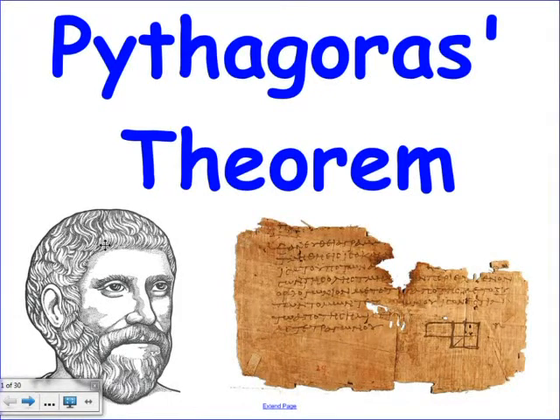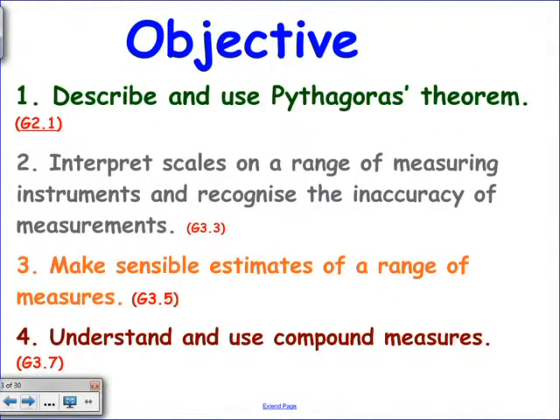He discovered something about right angled triangles. So the objectives: we're going to start with objective 1, which is Pythagoras' theorem. The second half of the lesson, which is a lesson in its own right, is we're going to look at measures. We're going to talk about the various measures we use, converting between measures, getting a concept of measures and estimates, and this thing called compound measures.